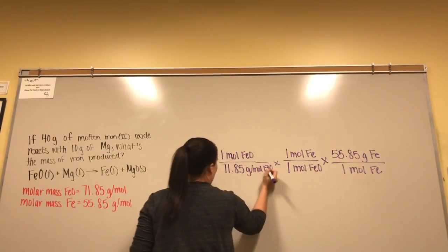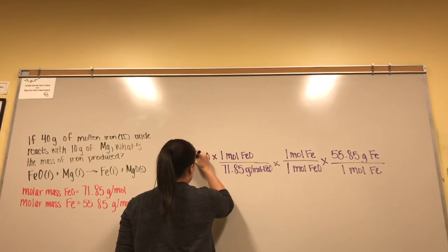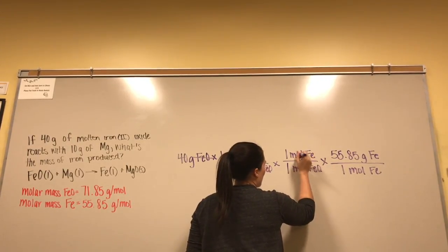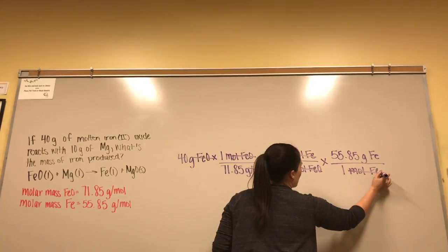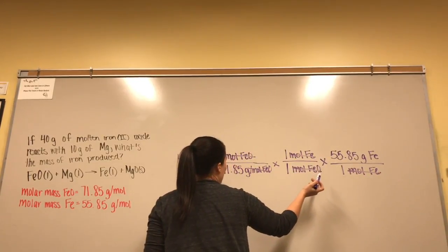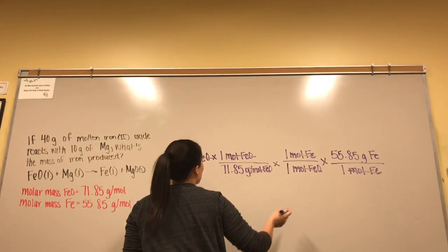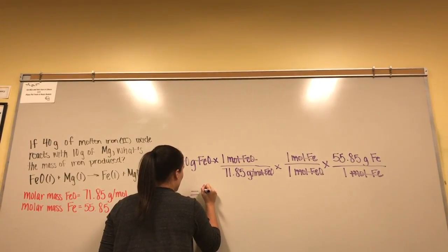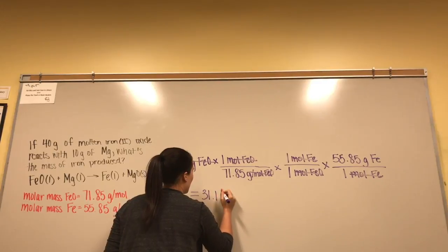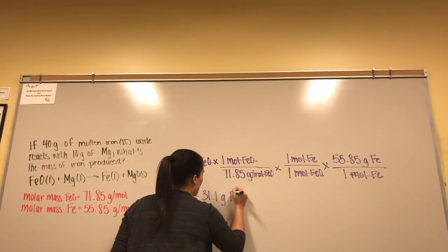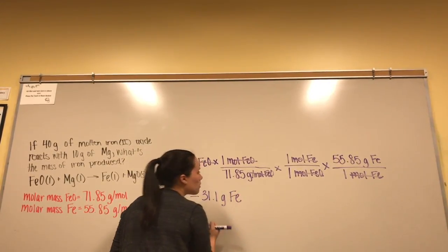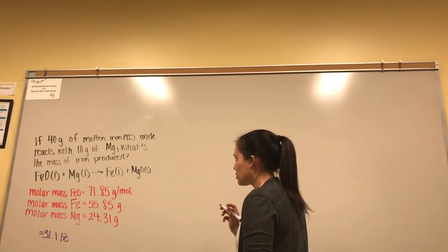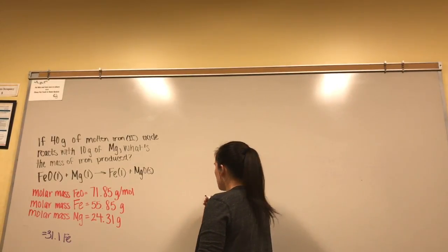And these will cancel out. Your moles of FeO will cancel out, and your mole of Fe will cancel out, so that you're left with the grams of Fe. So when you do this, you're left with 31.1 grams of Fe. Alright, so next you have to figure out how much iron is produced with the amount of magnesium given.